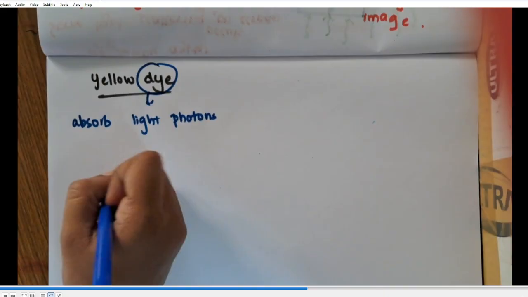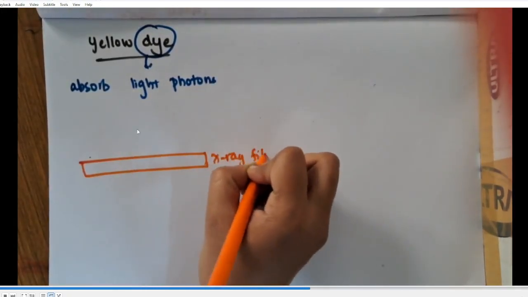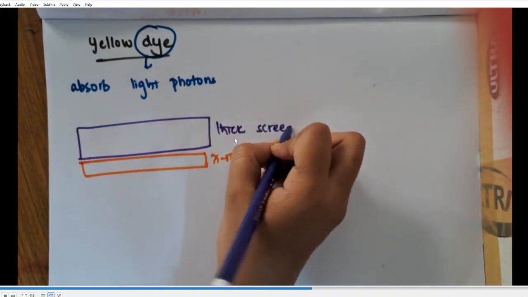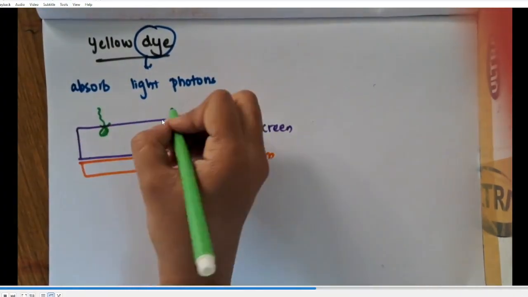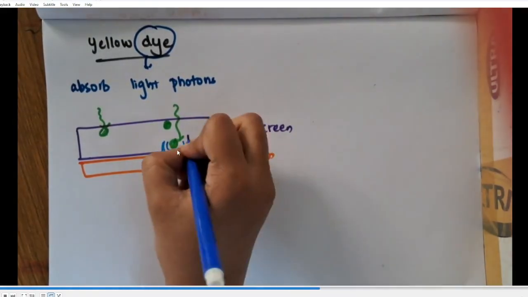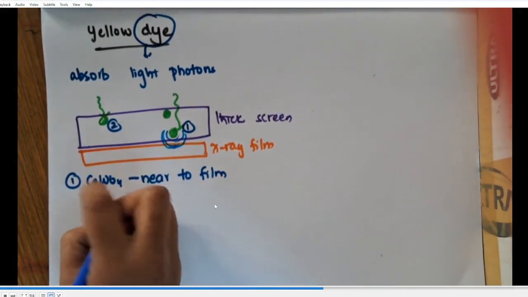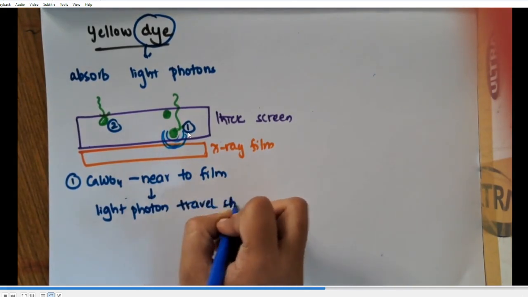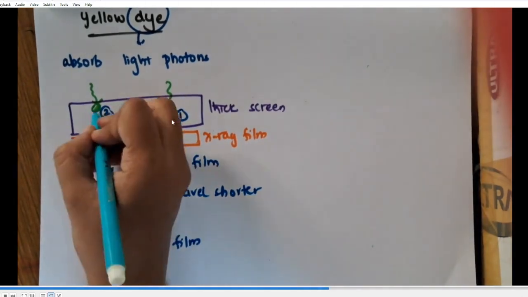Thus, the yellow dye better absorbs the scattered light photons when compared to the normal photons. So this dye will decrease the speed of the screen. So this is the thicker screen, this is the X-ray film, and these are the calcium tungstate crystals. When the X-ray beam is projected onto the phosphors, they produce light photons. The calcium tungstate which is nearer to the film, the light travels a shorter distance before leaving the phosphor layer.